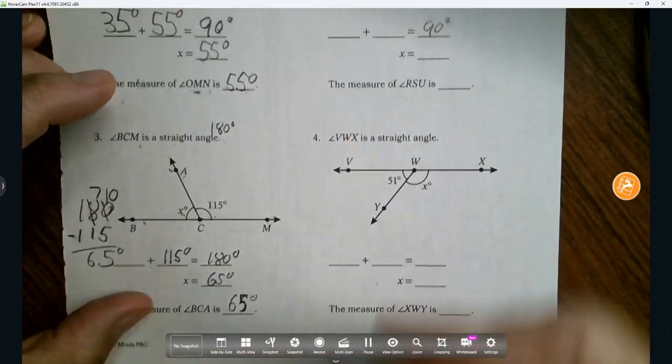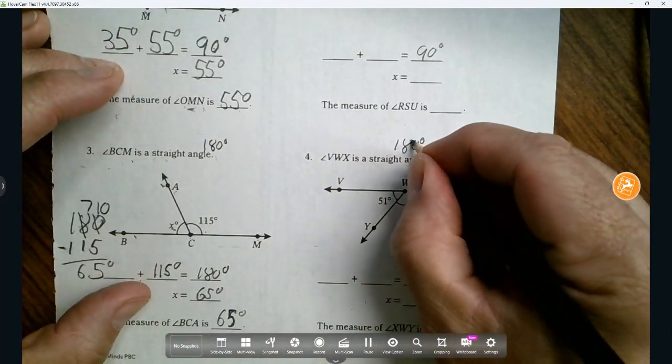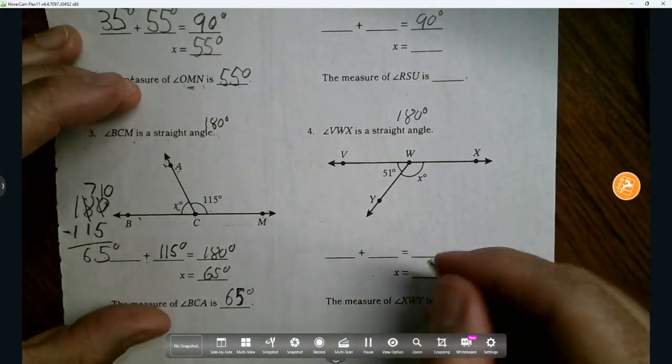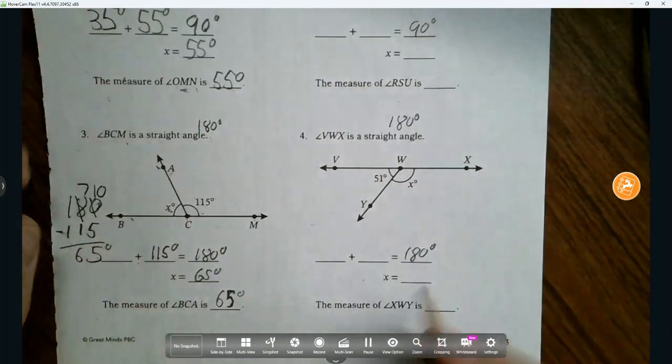So over here, straight angle again. Use that to help you. This should be here, and I'll let you guys figure out the rest on your own.